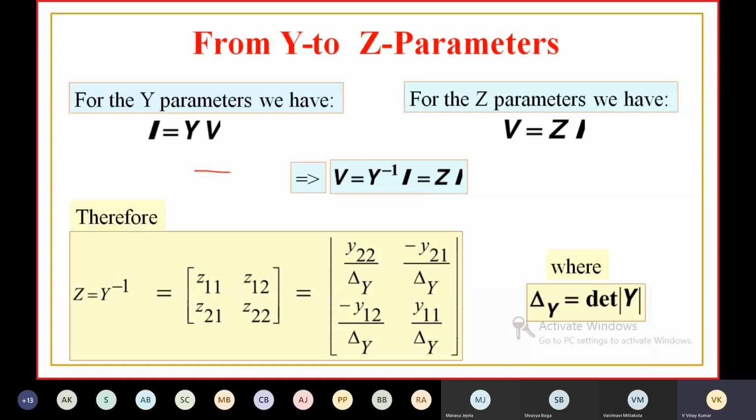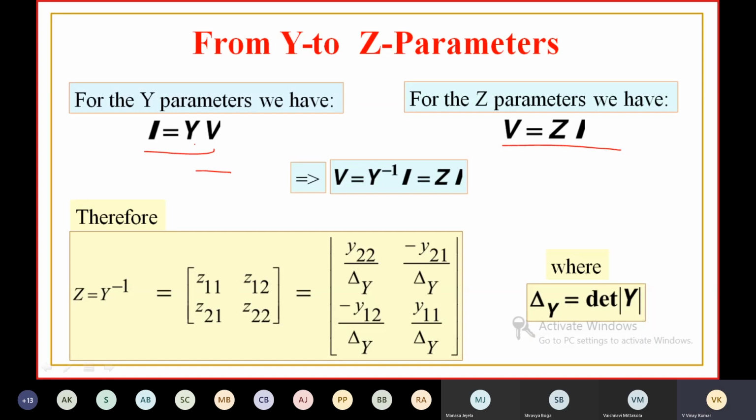Here, see, from Y parameters to Z parameters. You know, I is equal to YV, and V is equal to ZI. In place of Z, you write Y inverse.